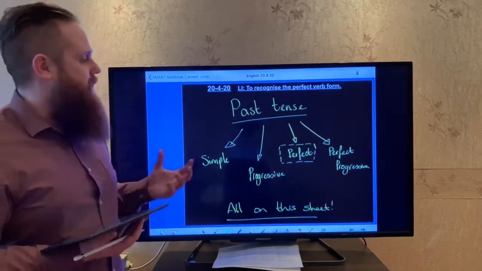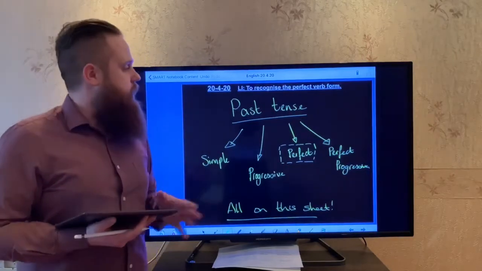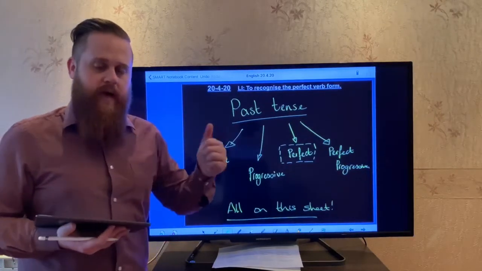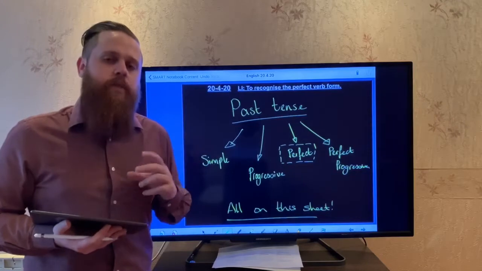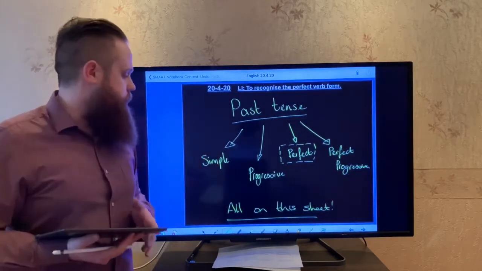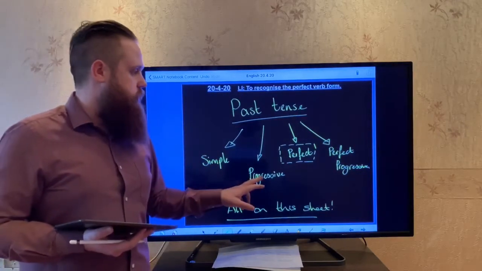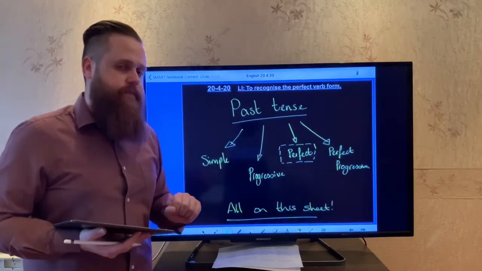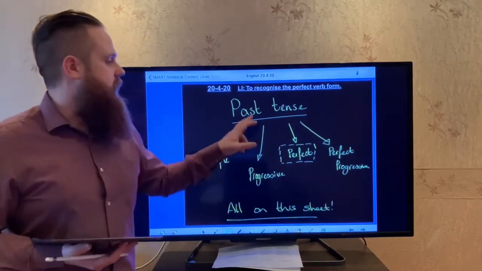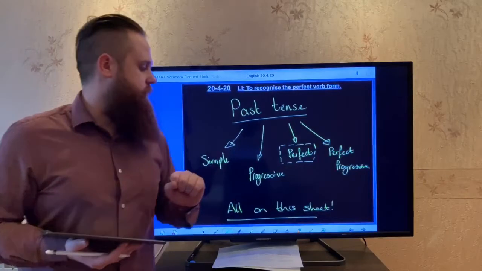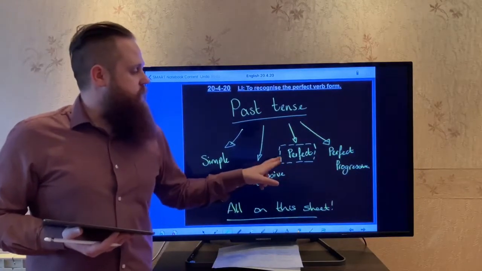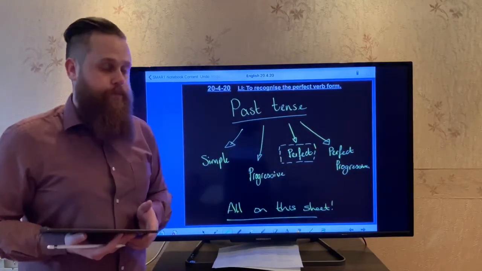Now, we are going to be looking at past and present tense today. So let's just focus on past, okay? We've got past, present, and future, and they can all be split into 4 different areas as well. I have simple past, okay? Past progressive, past perfect, and past perfect progressive, okay? We're going to be focusing on this perfect verb form, okay?